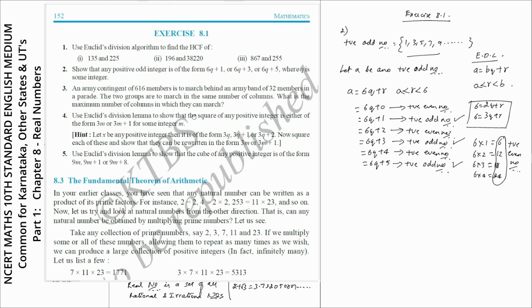So that means whenever R takes the value of 1, 3 and 5, we get odd numbers. Therefore, I'll write: any positive odd number is given by 6q plus 1, or 6q plus 3, or 6q plus 5. And that completes this problem.